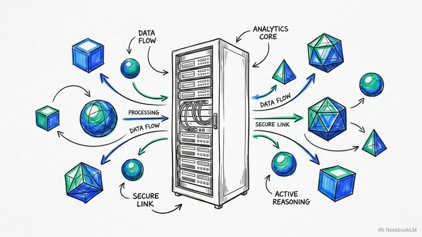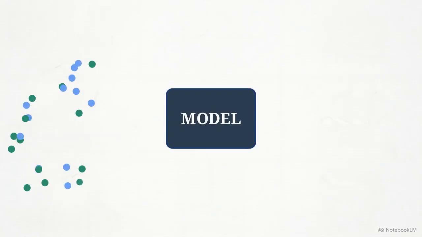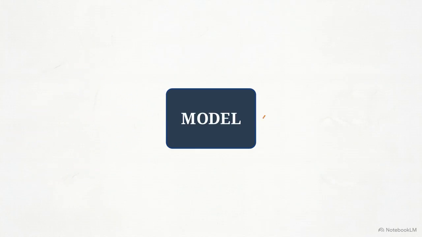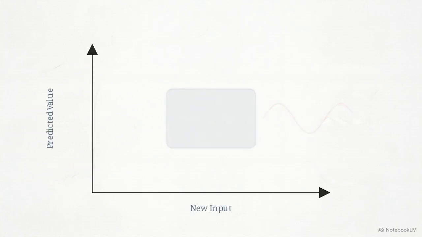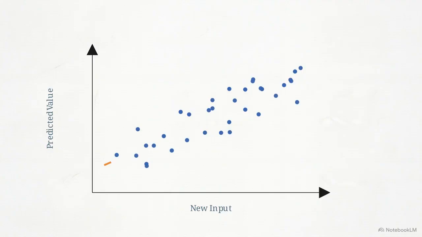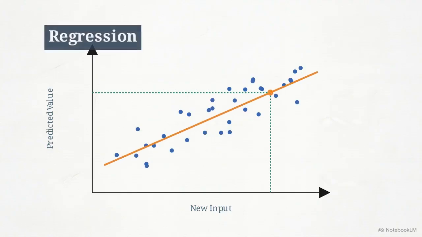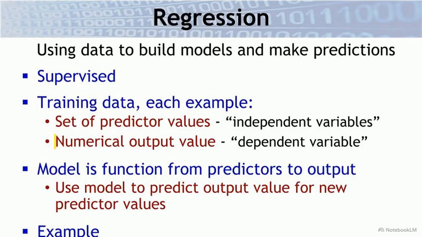In supervised machine learning, the objective is straightforward. We use historical training data to build a model that predicts outcomes for new, unseen information. When the required output is a continuous numerical value, the process is known as regression. This chart outlines the mechanics of that process.